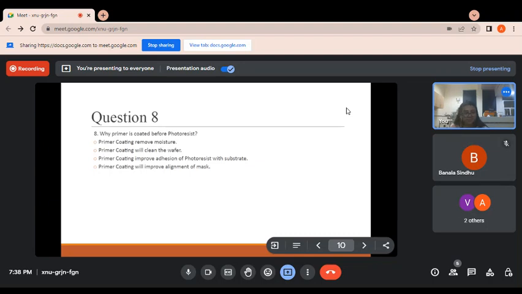Venkata Joshika, please unmute yourself. At least try. Take your time and try. Then I will explain. Why is primer coated before the photoresist?